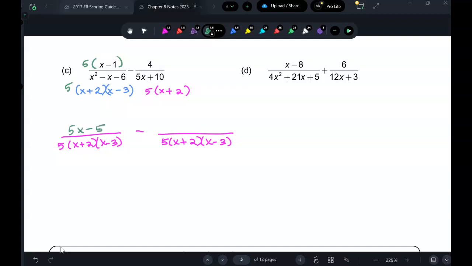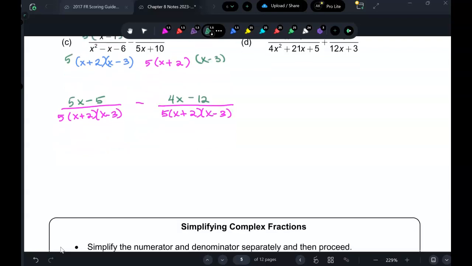Now what are we going to multiply here? What are we missing? So I have 5 and an x plus 2. I'm missing a x minus 3. X minus 3. So that's going to be 4x minus 12. Okay.